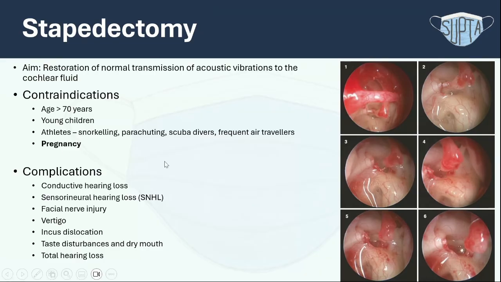And then complications, you can have conductive hearing loss, sensorineural hearing loss, facial nerve injury, because as I mentioned, the facial nerve is in close association with the middle ear, vertigo, and then incus dislocation, the kind of typical middle ear surgery complications.